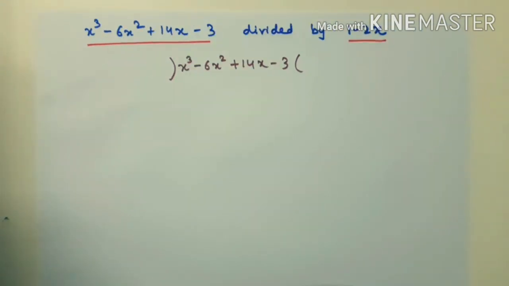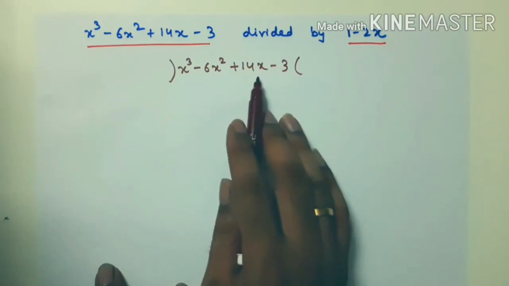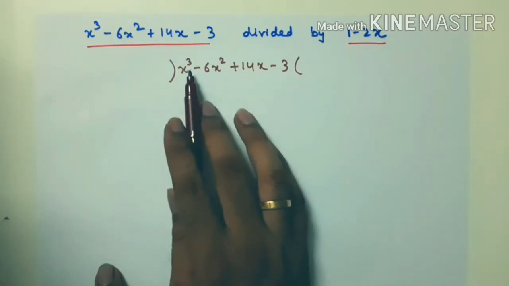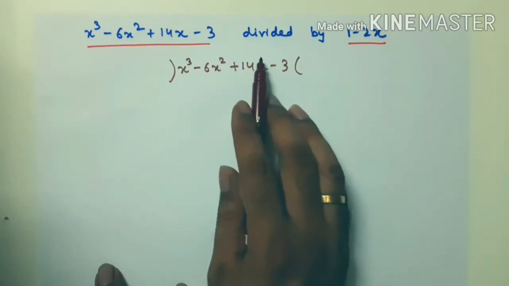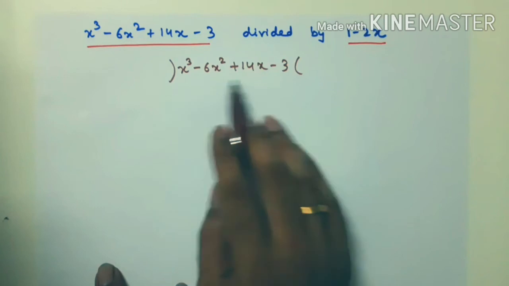So moving on to the second example. We have here x to the power of 3 minus 6x squared plus 14x minus 3 divided by 1 minus 2x. So this is the dividend, x cubed minus 6x squared plus 14x minus 3. So it is in the decreasing order of the powers. So first 3, then 2, there is nothing, so it is 1, and we have no x terms, so that is a constant, so it is correct.